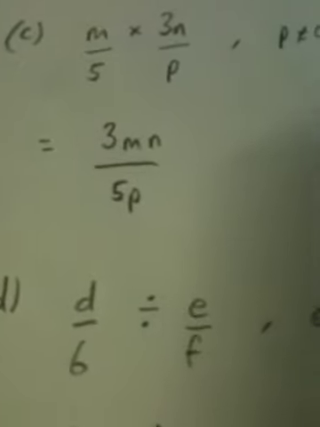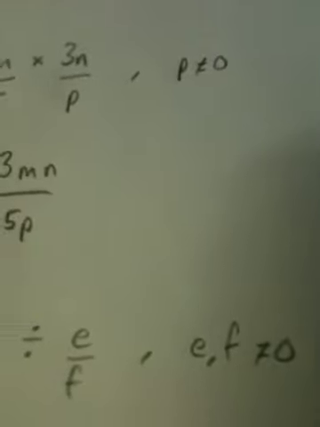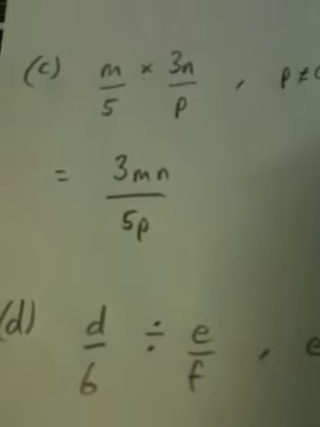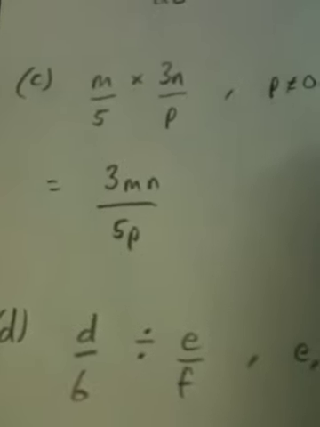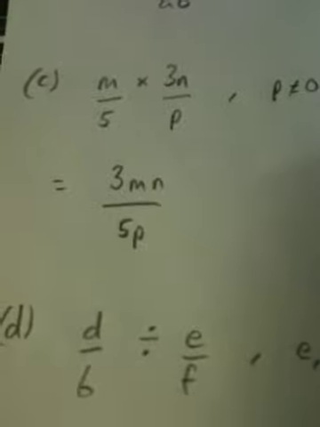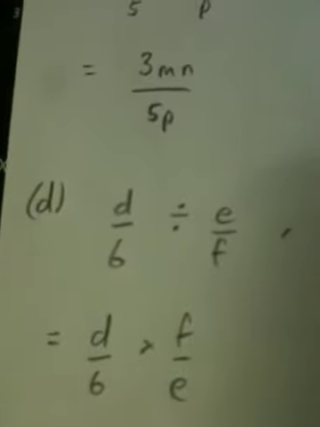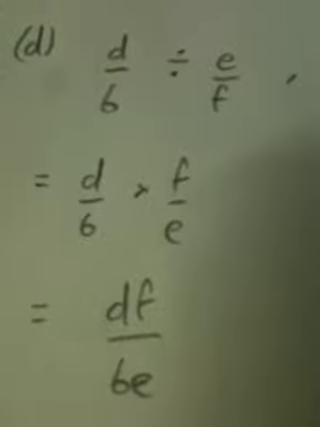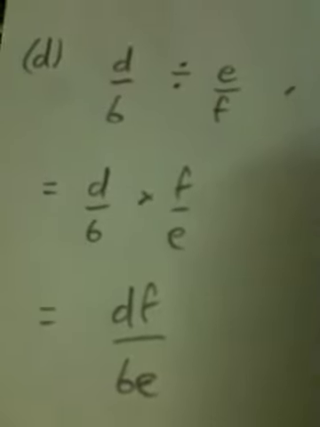On to d, dividing by a fraction. Again, in this question, e and f cannot be equal to 0. For dividing by a fraction, we invert it. We invert the fraction we're dividing by, or in other words, you turn upside down the second fraction and multiply. So we get d over 6 times f over e, which is df over 6e. So that one's done.